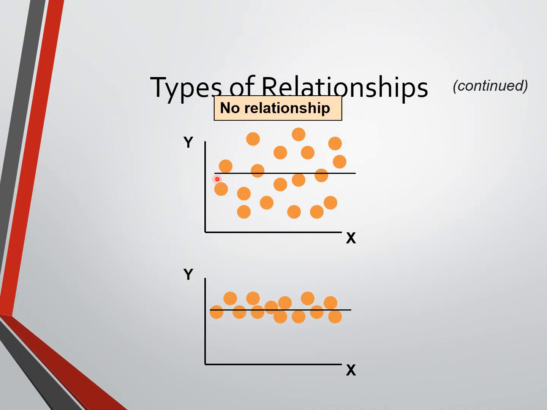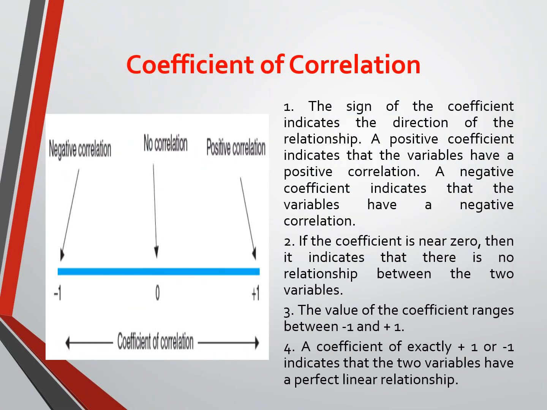There can also be no relationship established, because it does not indicate a positive trend, and it does not indicate a negative trend. So this is not possible. Here also there is no correlation, because whether the value of x is increased or not, whatever the x value is, the y value remains the same. So there is no relationship between the two.